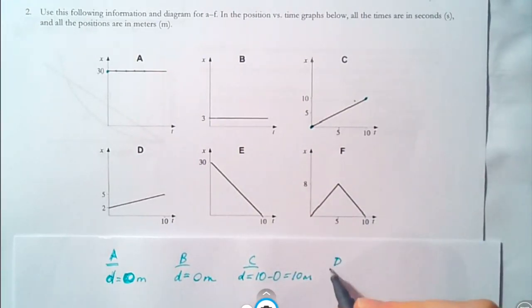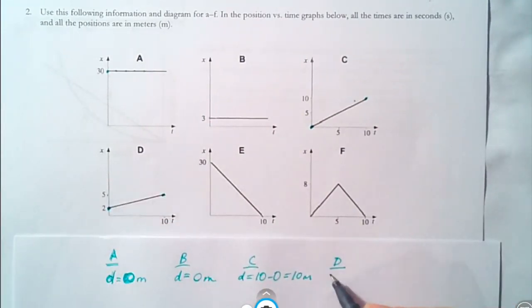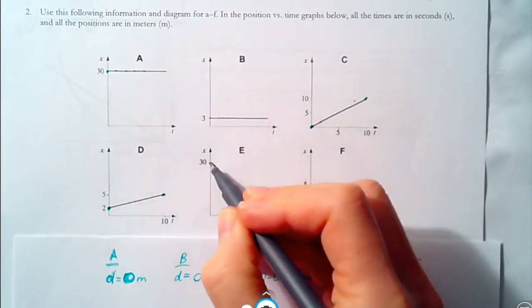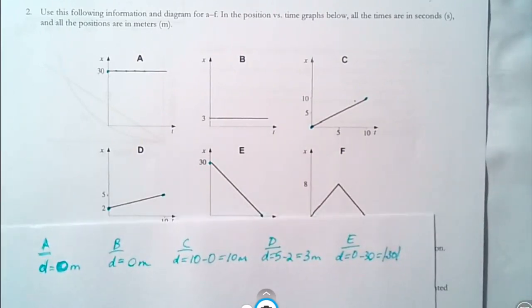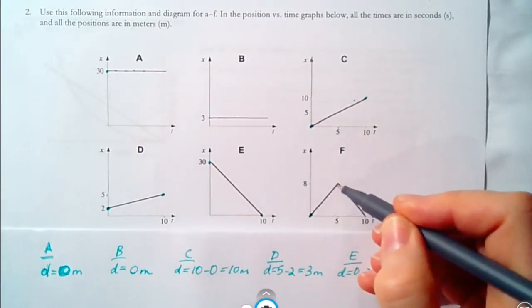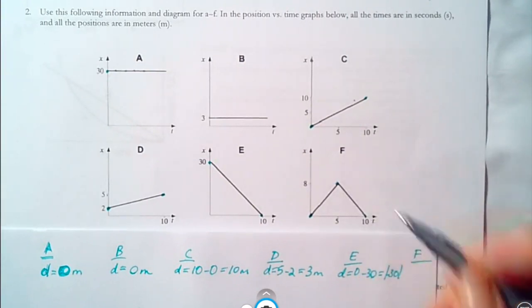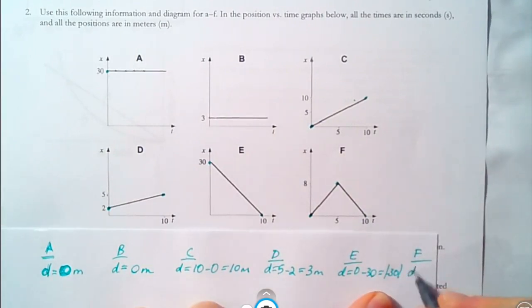Then D, we've gone from 2 up to 5. So we're using the y-axis. So the total distance traveled is 5 minus 2, which is 3. E, we've gone from 30 down to 1. So the distance traveled is 30 meters, because we take the absolute value. And then for F, we start at 0, we go up to 8 and back down to 0. So the first segment I've gone 8 meters, and then another 8 meters. So now my distance traveled is 16 meters total.